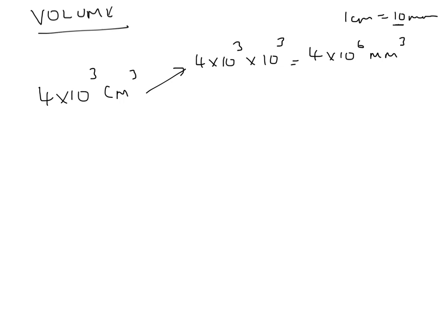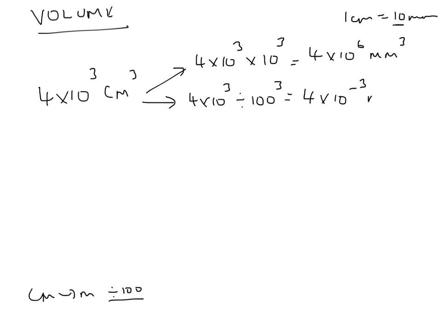I want to go into metres cubed. So I know that to go from centimetres to metres, I'm going to divide by 100. So I'm going to start off with 4 times 10 to the 3, because that's the question. Then I'm going to divide by 100 to the power 3. The divide by 100 has come from here, and it's power 3 because it's volume. And that gives me 4 times 10 to the minus 3 metres cubed. Sorry, my cube didn't come out very well there.